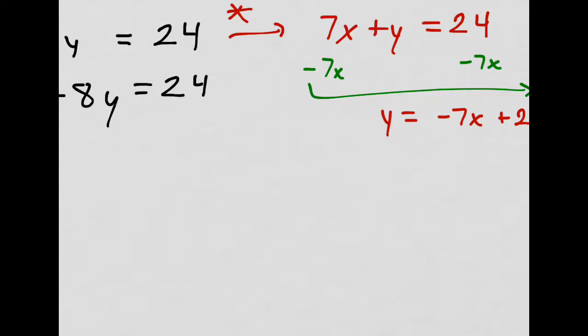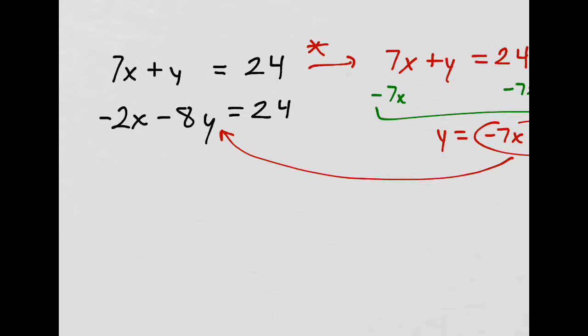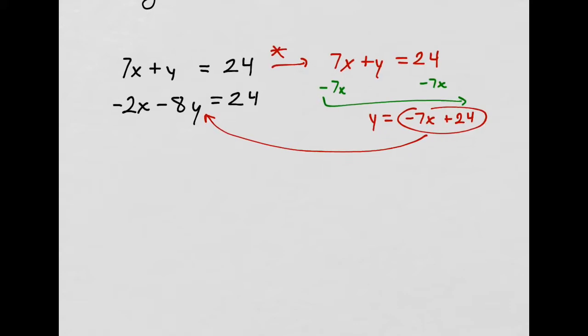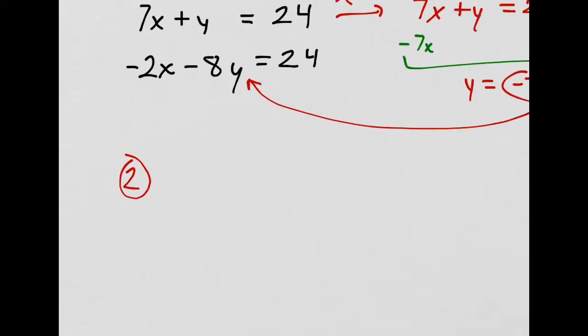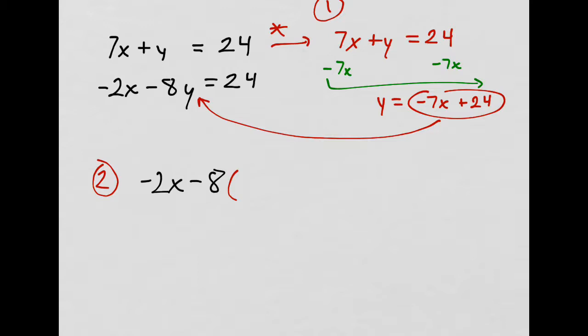Next step is to plug this in for y, or if you solve for x, you plug it in for x, in the other equation. So plug into other equation. That's the next step. So this is step 1, solving for a variable. Step 2, plug it in to the other equation. So negative 2x minus 8 times y, which is all this stuff, negative 7x plus 24. Then that's equal to 24. So I just copied everything down except for that y.